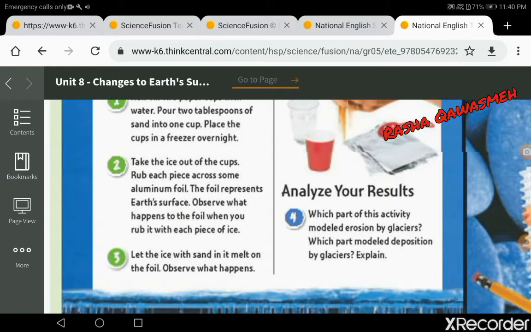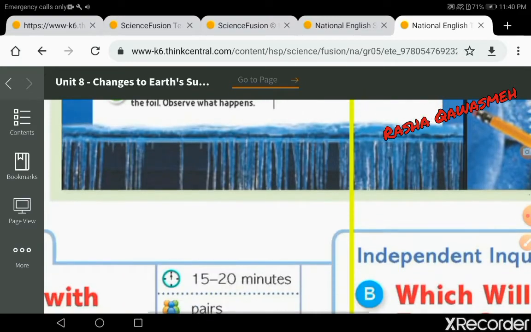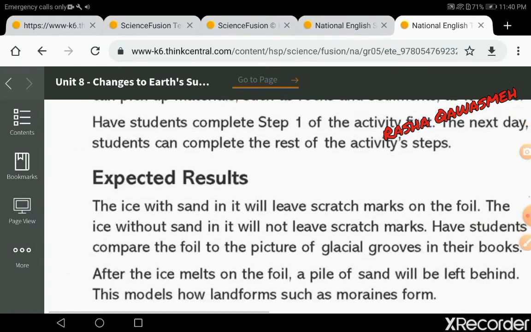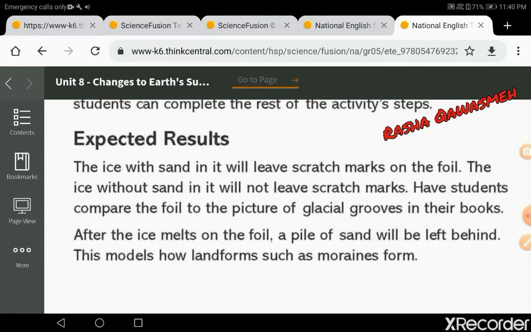Okay, let the ice with the sand in it melt on the foil. Observe what happens. Now, we will analyze the results. Which part of this activity modeled erosion by glaciers and which part modeled deposition by glaciers? What do you think? Okay, let's see if what you're thinking is correct.